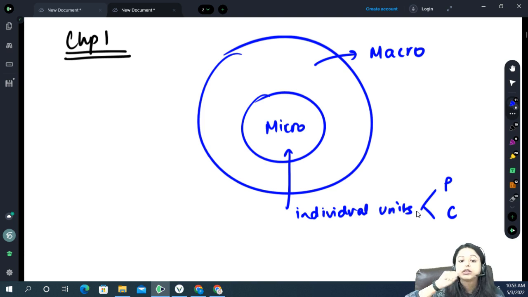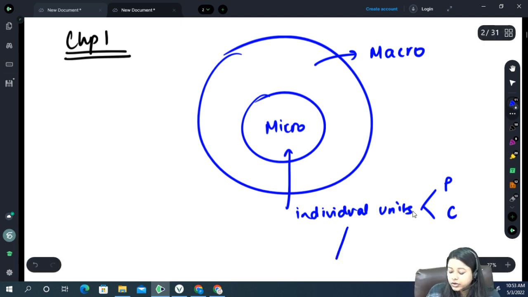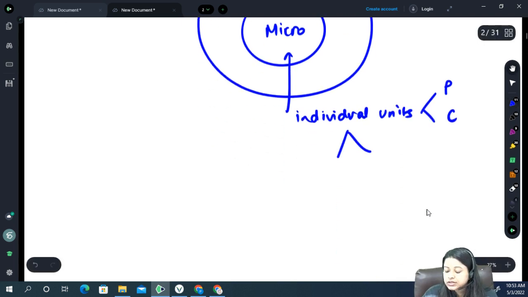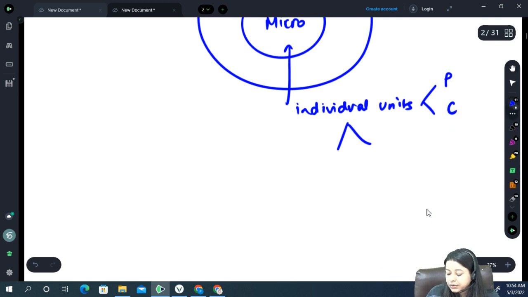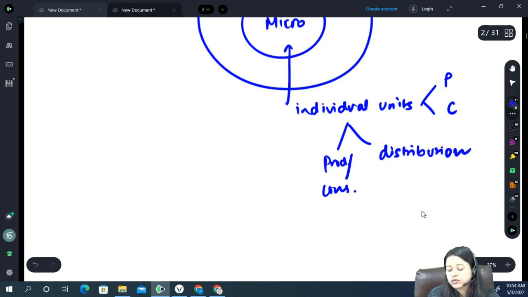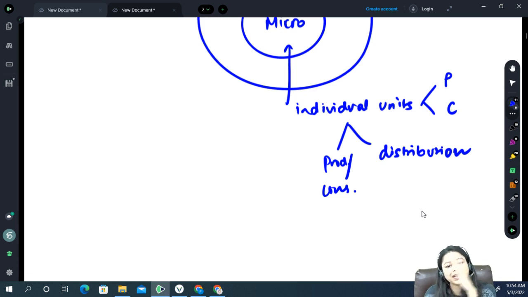Now this is basically microeconomics. This affects the production of goods and services and the distribution of those goods and services. So what will microeconomics affect? This will affect the production and consumption of goods and services, and also the distribution of these goods and services. So macroeconomics, micro. The first 9 chapters deal with microeconomics. After that, the major chunk of the entire syllabus is macroeconomics, right? And it is an interesting portion to study.